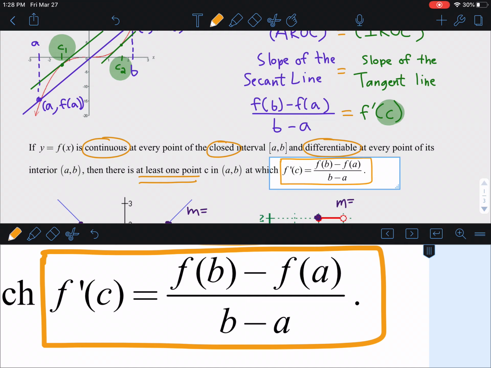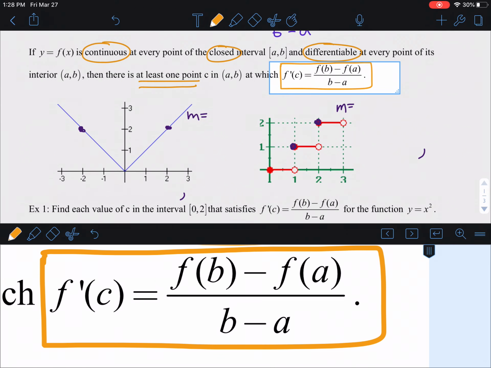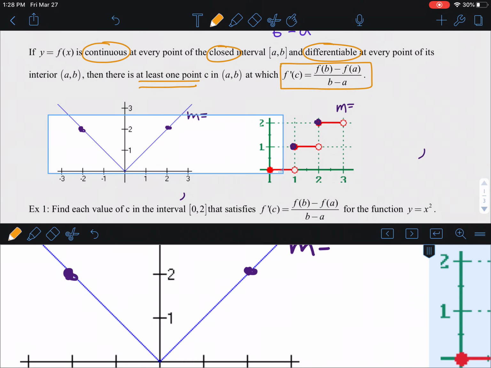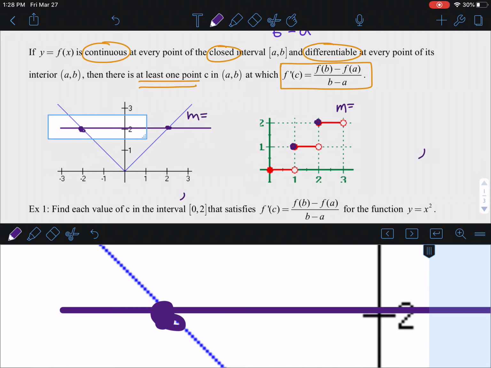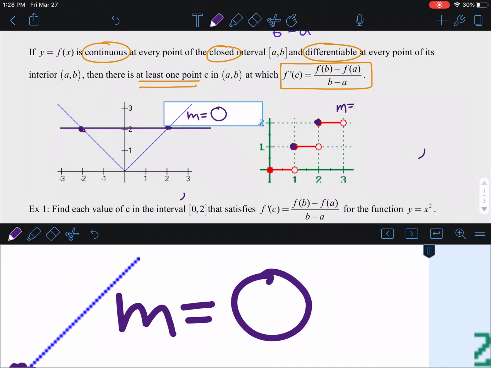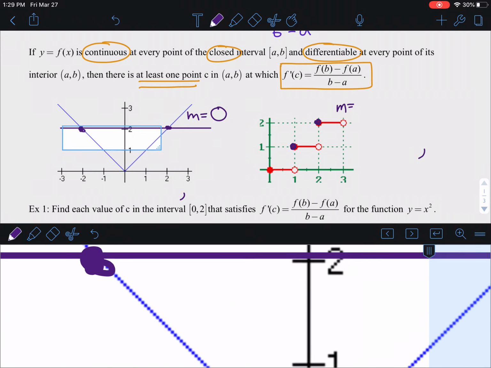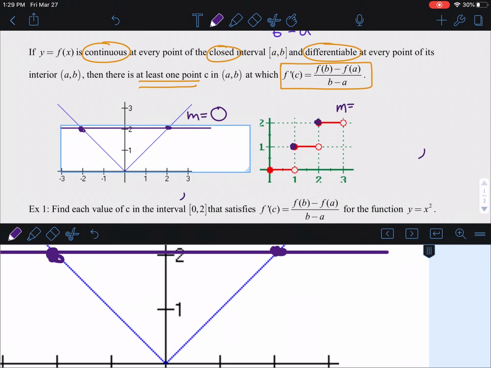Okay, let's look at some more graphs. So let's take a look at this first one. This one looks like an absolute value graph, and I have 2 points picked here. And so what I'm going to do is draw my secant line that connects those points, and I purposely picked these 2 points so that the slope of that line is going to be 0. So now if I look at the graph between those 2 points, is there any place where the tangent line would have a slope of 0?